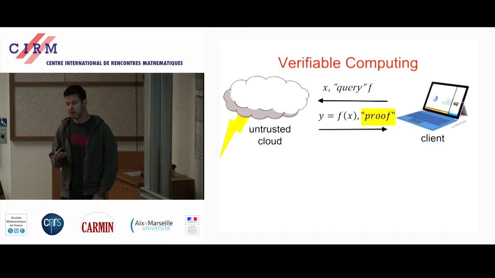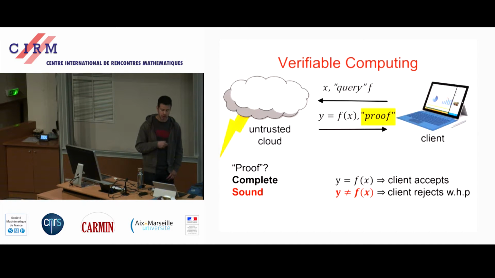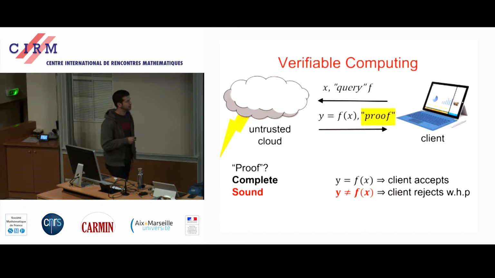So what do I mean when I say proof? We have a certain intuitive notion of proof that we talk about. Technically what I'll want is completeness and soundness, the usual notions from proof systems. So if the cloud is behaving honestly, if y really is equal to f of x, there should be a procedure for generating a proof that makes the client accept.